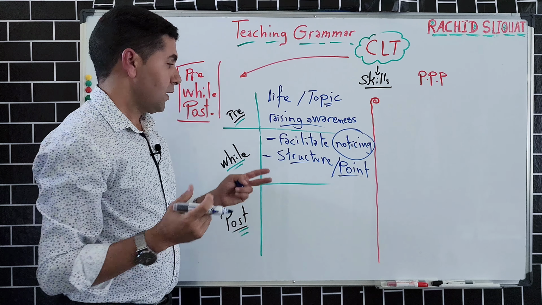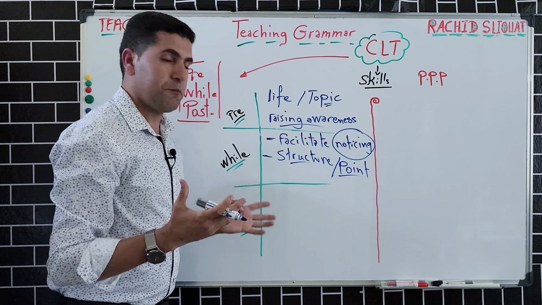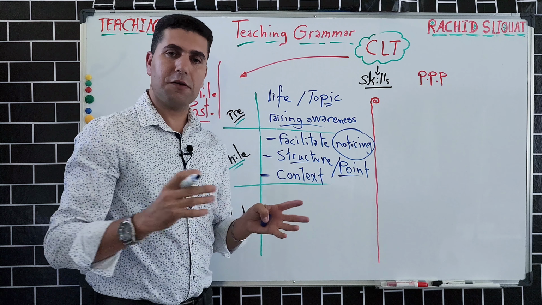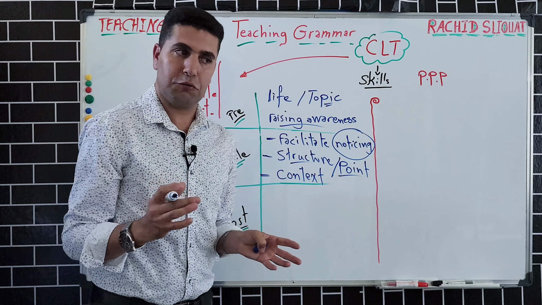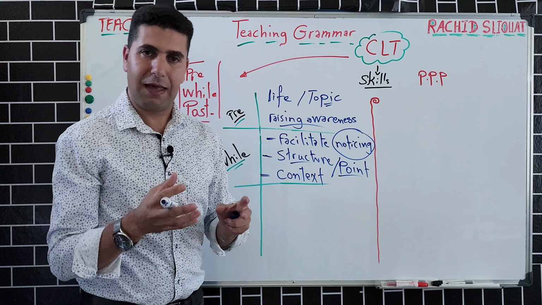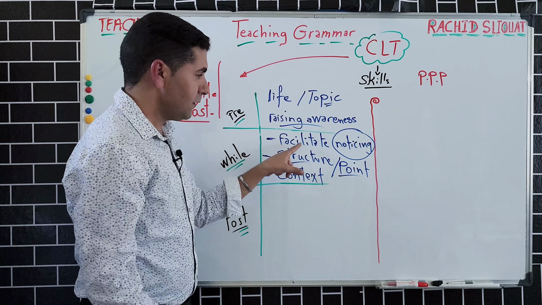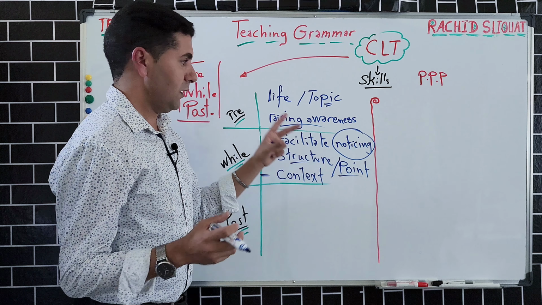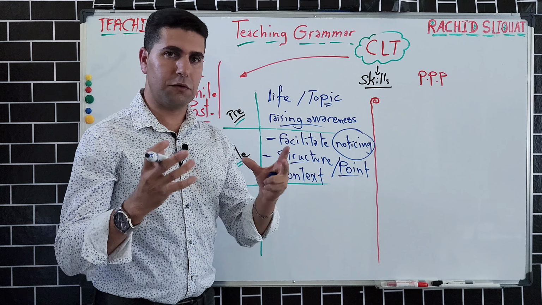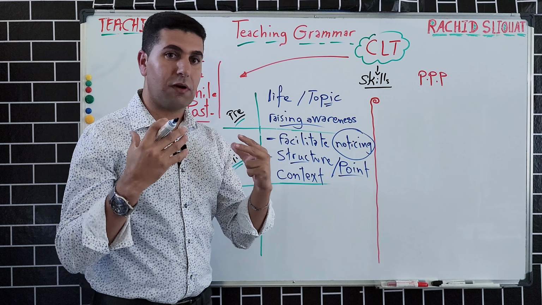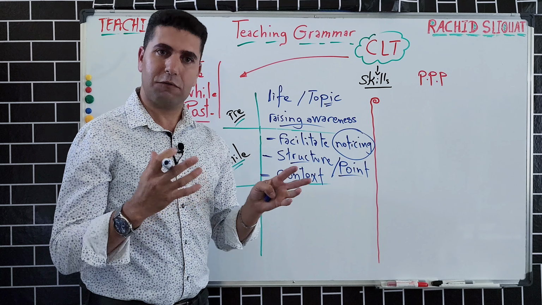So the structure, or the point, the grammar items you want your student to learn. Here you are going to facilitate noticing. How? Very simply by creating a kind of context. And when I say creating a kind of context, it's either through, for example, a picture, text, dialogue, or the student might listen to something, etc. So this is how you can facilitate noticing. So students notice, observe, hypothesize, and try to understand the grammar structure.